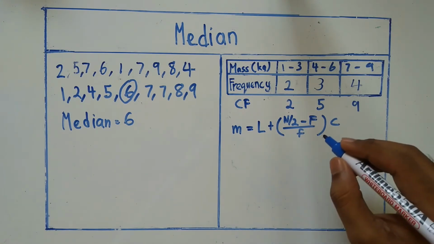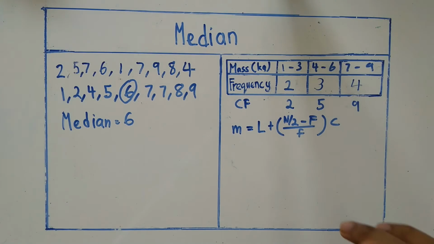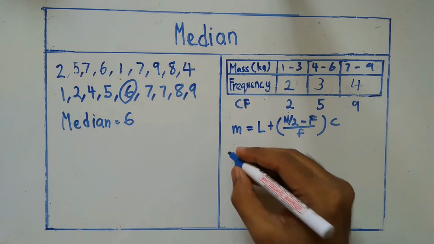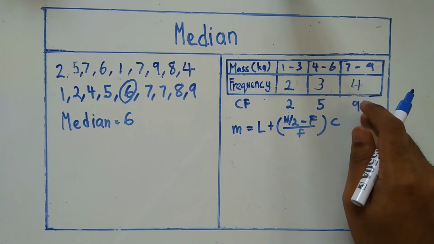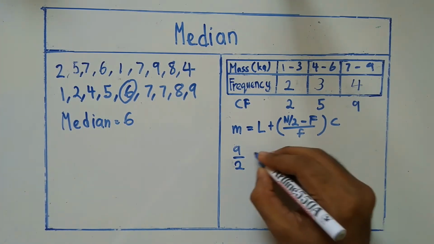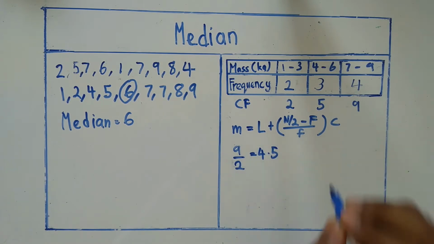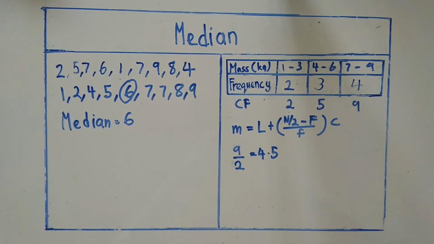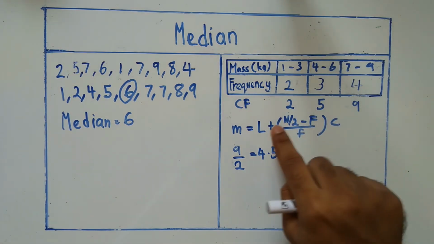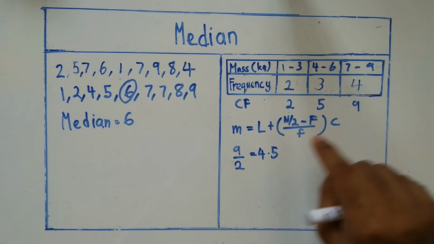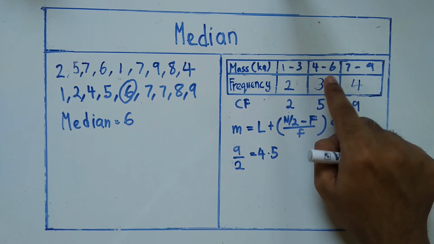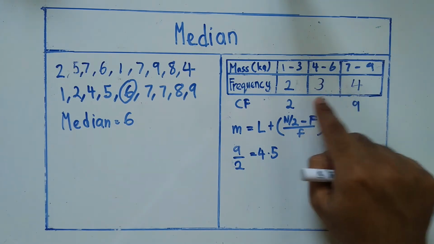Let's start by determining the median class. To determine the median class, we need to obtain the total number of frequency, which is 9, and divide it by 2, which gives us 4.5. We need to find the class where 4.5 lies in the cumulative frequency table. 4.5 can be found in the middle class, the second class, because it is between 2 and 5.